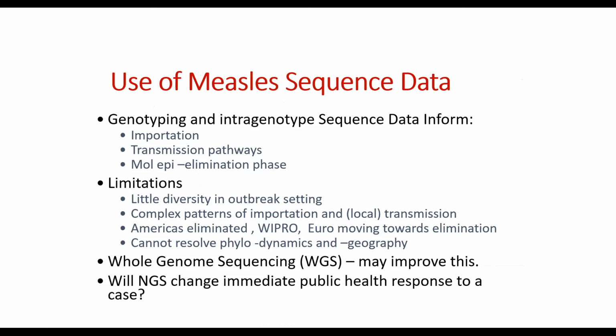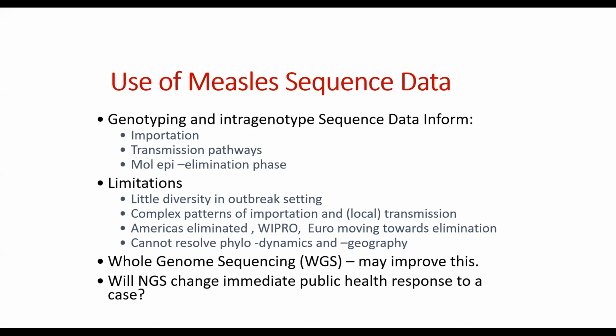So how can we use the sequence, the genomic information, in measles? The genotyping sequence data inform us about importation, about transmission pathways, and how we are dealing with the elimination phase, with the documentation that we need to present to prove that our outbreaks are controlled and that we do not have endemicity in our country. But as I told you before, we still have some limitations, as the little diversity in outbreak settings makes it more difficult to interpret the cases.